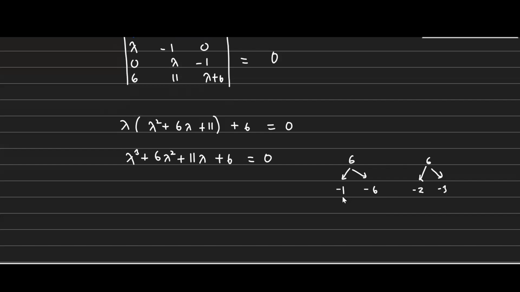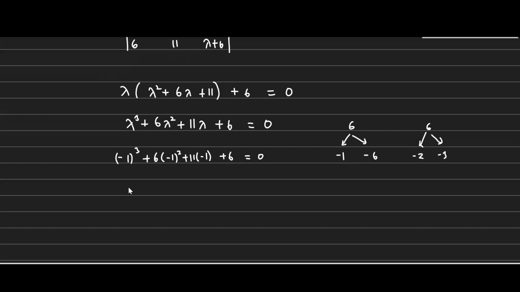So let's try one of them. Let's try negative 1. If this is equal to 0, we're going to have negative 1 to the power 3, plus 6 by negative 1 squared, plus 11 by negative 1, and then plus 6. This is equal to 0. Negative 1 cubed is negative 1. Negative 1 squared is just 1, so that is 6. This is negative 11, and then plus 6. You can see that this is 12, this is negative 12, so you end up having a 0.